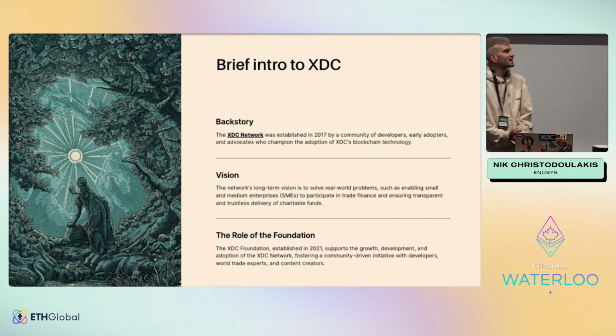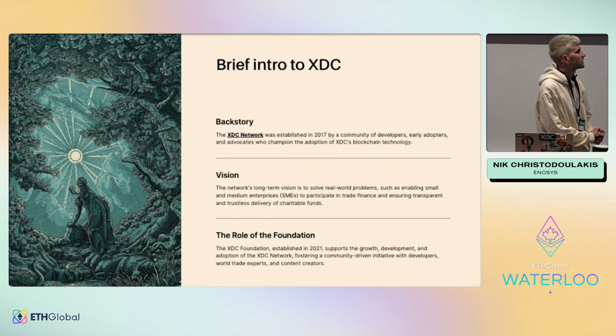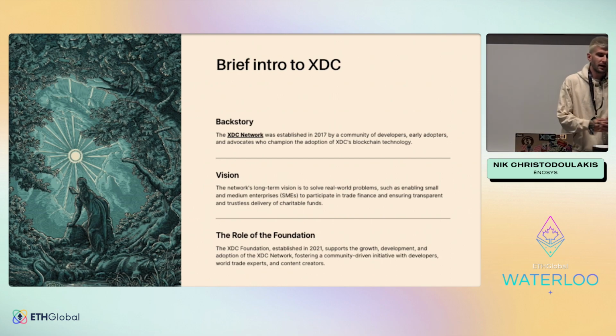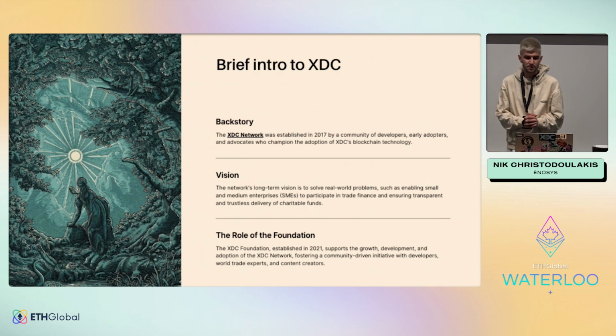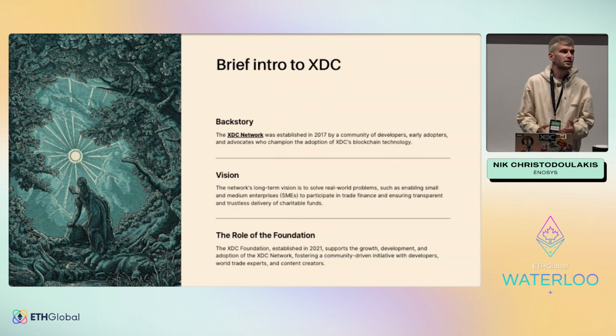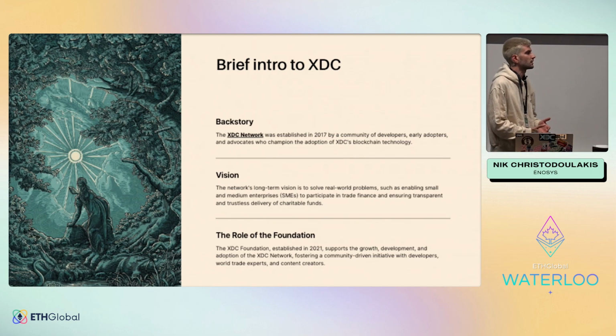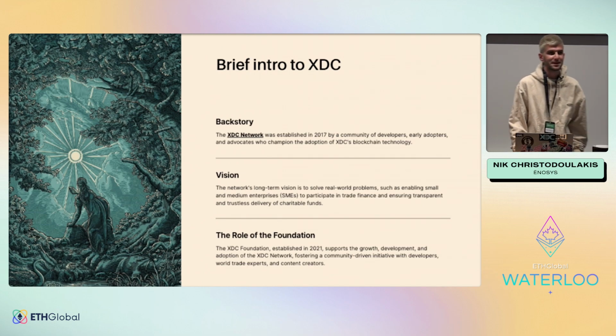So, quickly about XDC. The XDC network was founded and established in 2017 by a group of individuals who believed strongly in blockchain technology. It's a proof of stake network. It is quite fast, pretty robust, and very cheap. And there is an amazing foundation and community behind the network, making sure that all the developers and community members are very happy within the environment.